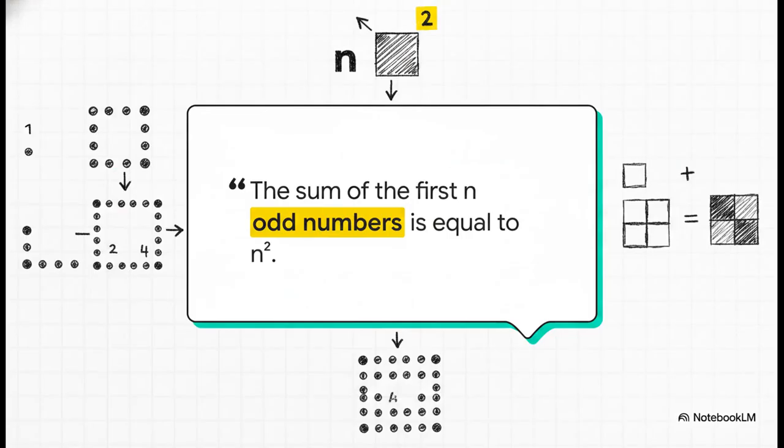And this brilliantly illustrates a very important rule from your textbook. Read it with me. The sum of the first n odd numbers is equal to n squared. This foundational idea is exactly why adding the next odd number will always, without fail, generate the next square. It is for sure one of the most important concepts in this entire chapter.